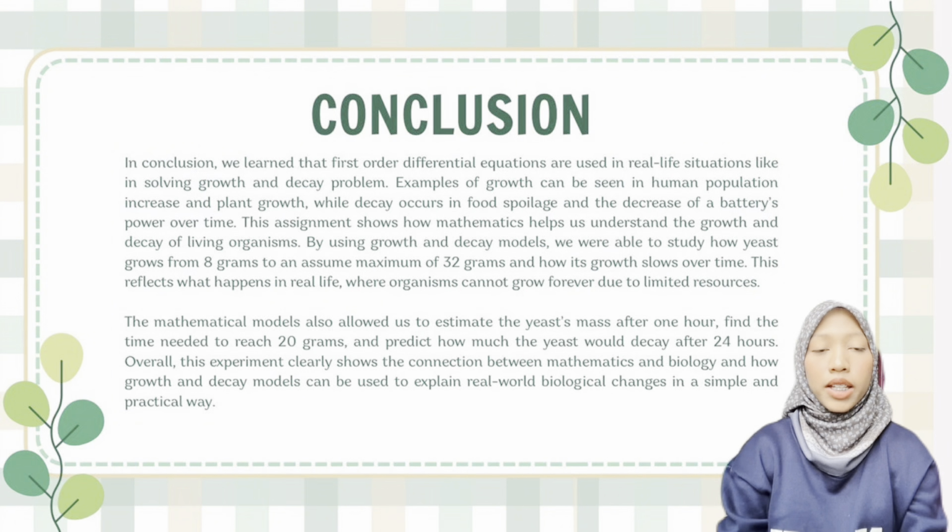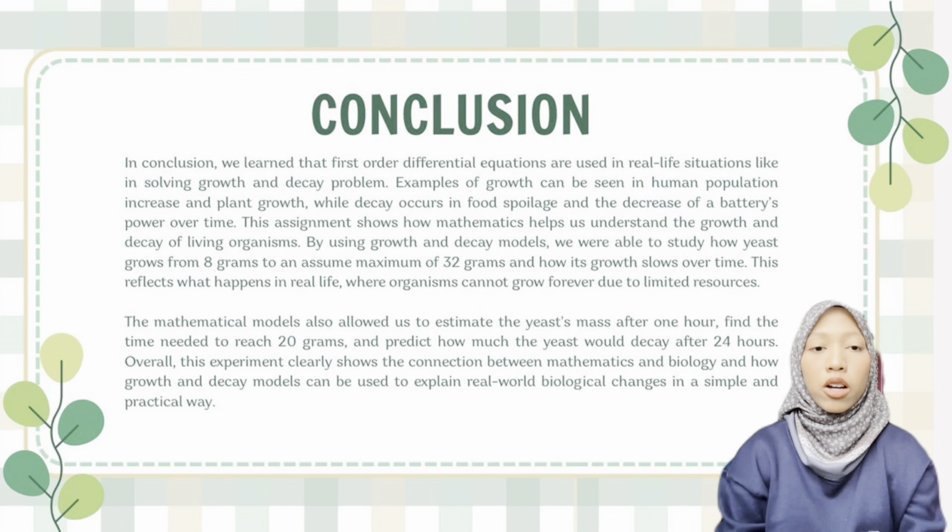By using growth and decay models, we were able to study how yeast grows from 8 grams to an assumed maximum of 32 grams and how it grows slower over time. This reflects what happens in real life, where organisms cannot grow forever due to limited resources. The mathematical models also allow us to estimate the yeast mass after 1 hour, find the time needed to reach 20 grams, and predict how much the yeast would decay after 24 hours.